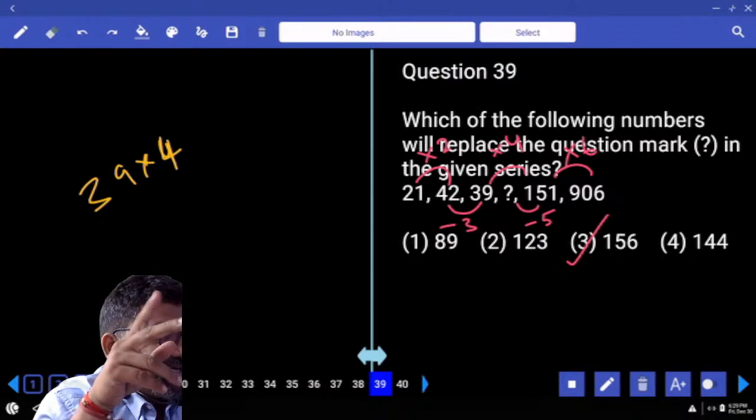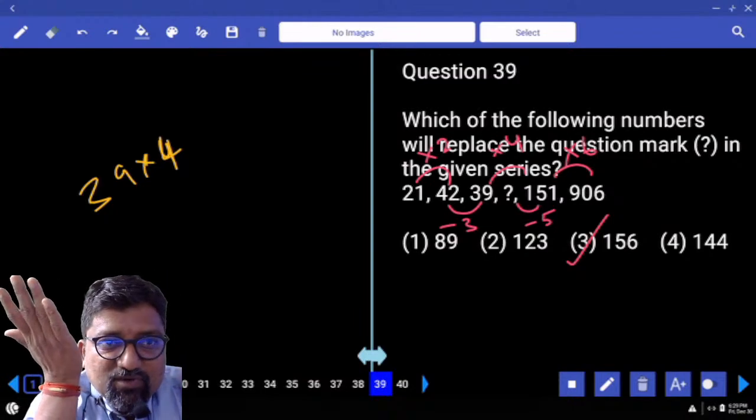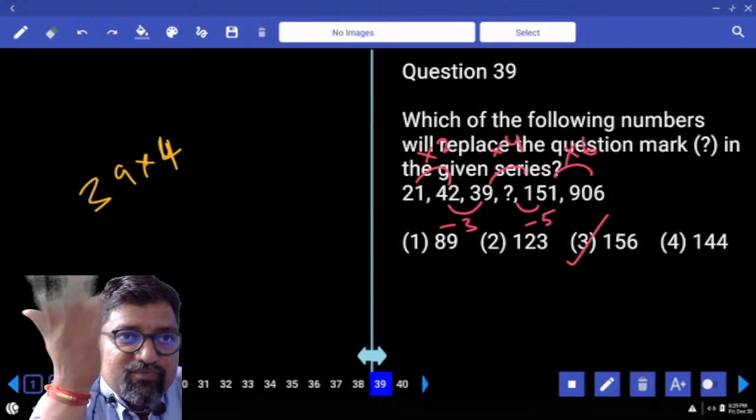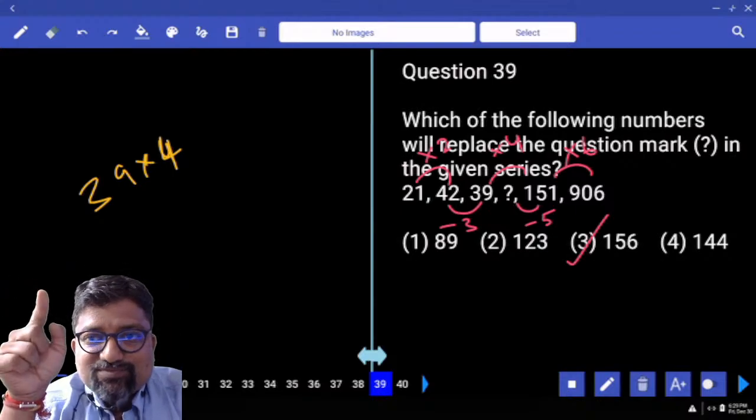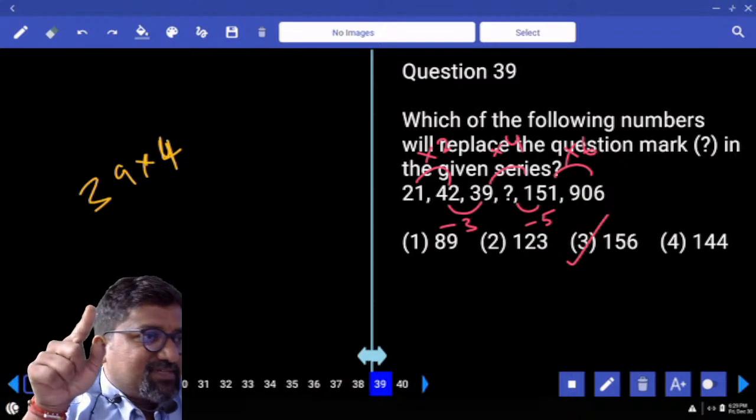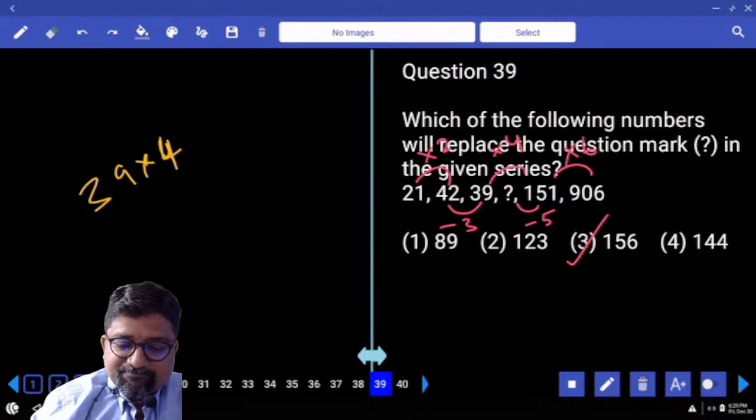Double okay. కానీ any number ending by 9, we have a strategy to follow కదా. We'll go for 39 into 4 or 40 into 4. 40 into 4, how much is it? 160. And then minus 4, 156. Clear? 40 into 4, same number, minus 4. Done?